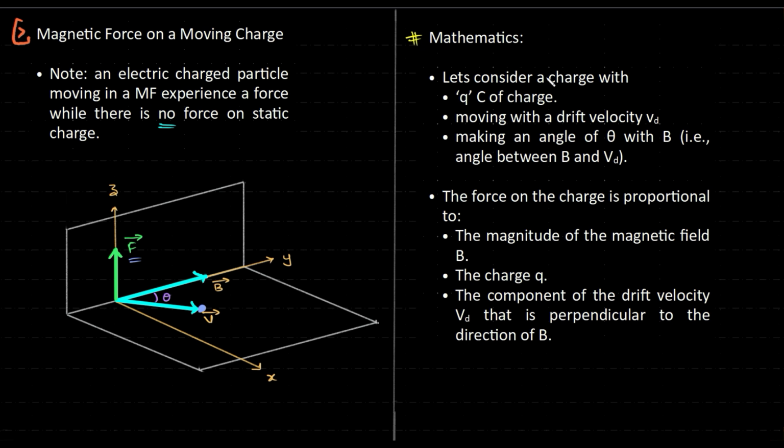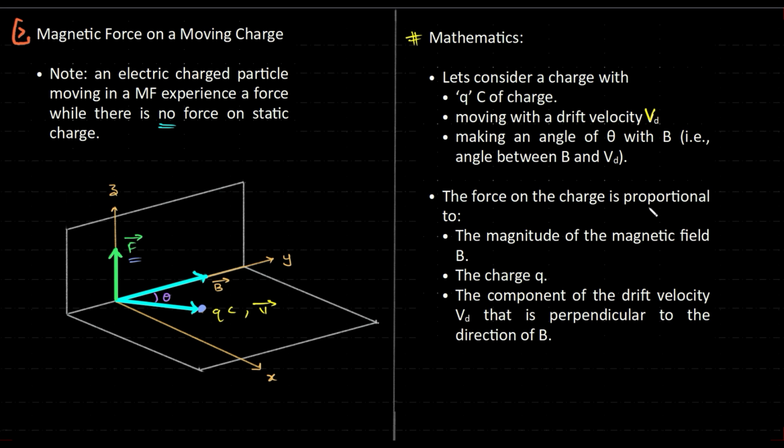So mathematically, let's consider charge Q, coulomb of charge, moving with the velocity of V. Here the drift velocity is represented Vd. We'll talk about drift velocity. For now, we just consider the velocity of the current per se, making an angle of theta with B. So theta is the angle between B and Vd. The language I'm using is capital letter V.